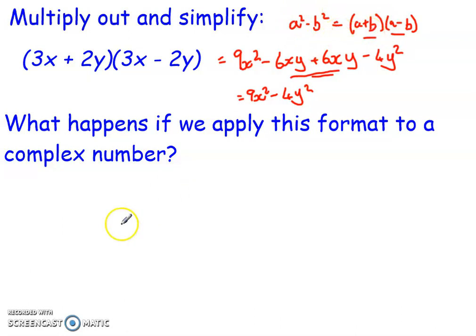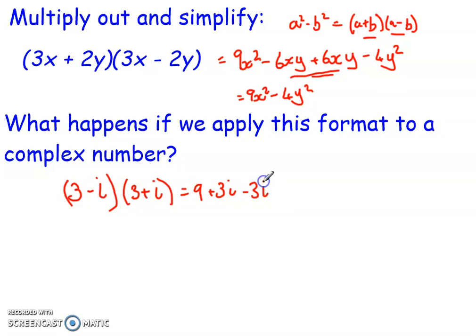If we were to apply this theory to a complex number, so let's say 3 take away i, and I was to multiply that by its conjugate, 3 plus i, what I'd end up with is I'd get 9 plus 3i minus 3i minus i squared. So that would end up giving me 9, plus 3i minus 3i would disappear. i squared is negative 1, so it would be minus minus 1. That would be plus 1, so I'd get 10. So what I've done there is I've managed to get rid of the imaginary part of my complex number and end up with just an integer value.